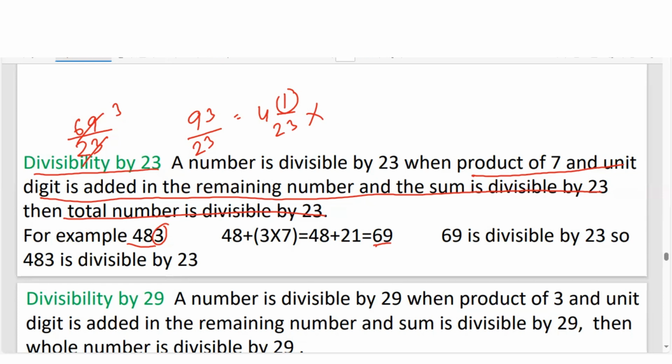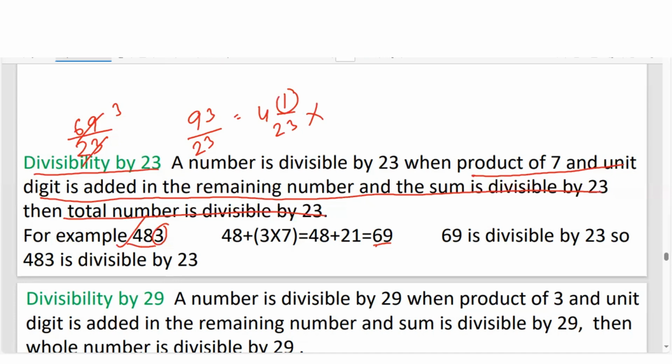If it is divisible, then the total number, that is 483, will also be divisible by 23. So yes, 69 is divisible by 23 because 23 threes are 69. So yes, this number is divisible by 23.